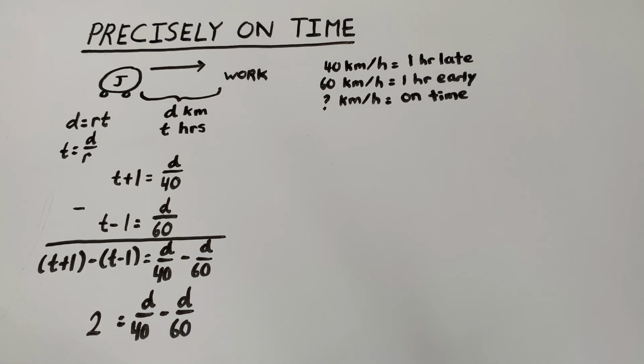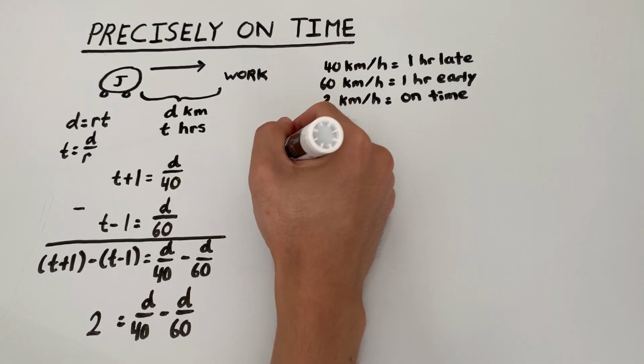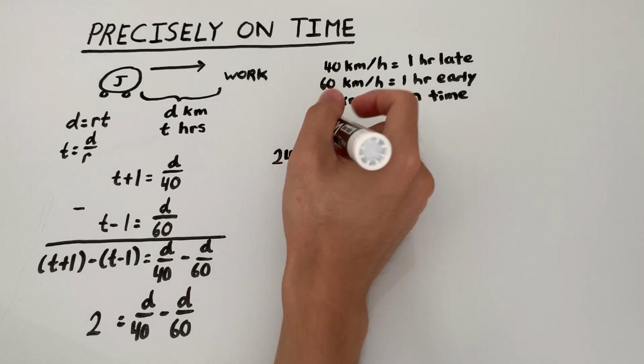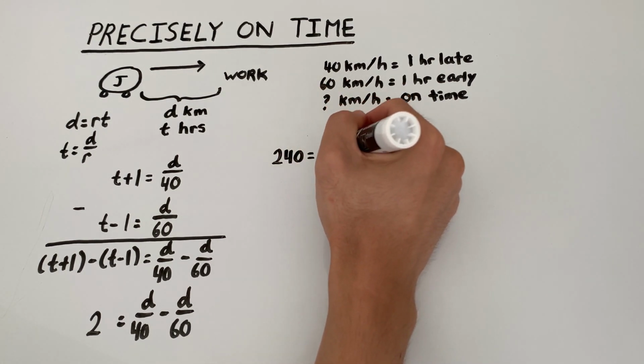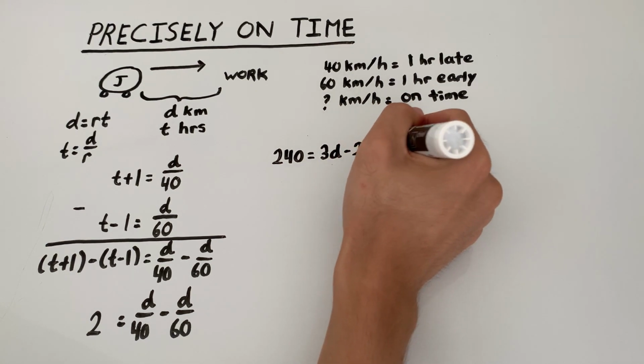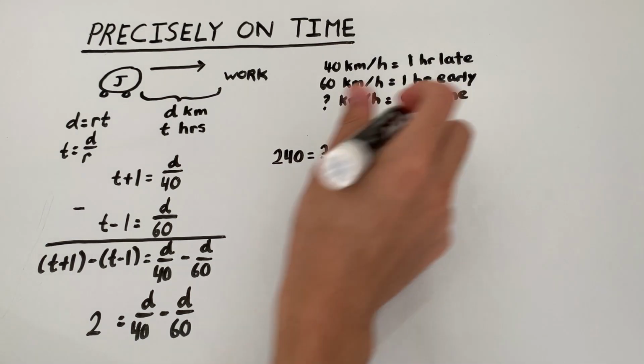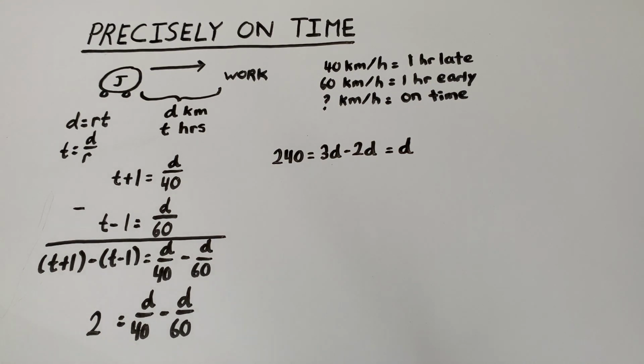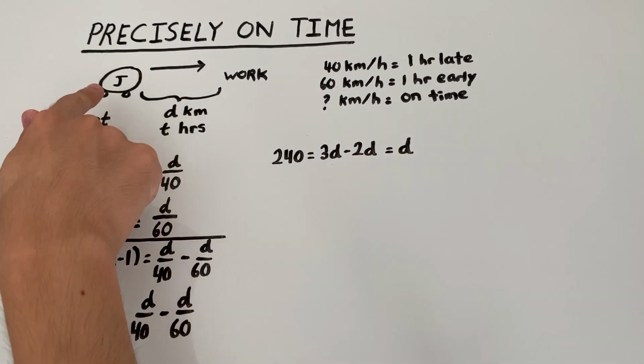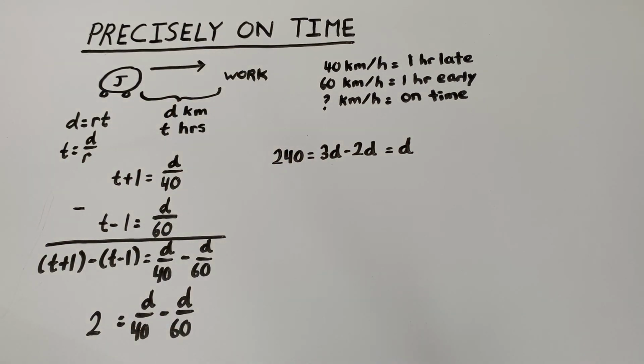And from here, all we have to do is simplify our fractions to find d. And we'll do that by multiplying both sides by the least common multiple of 40 and 60, which is 120. And when we do that, we'll find that 240 equals 3d minus 2d, which is the same as d. So that worked out very well. We found the distance between Jack's place and work is 240 kilometers.